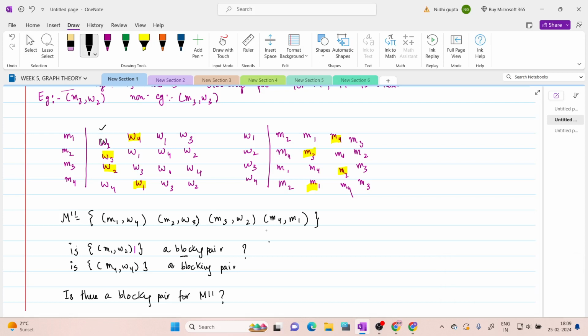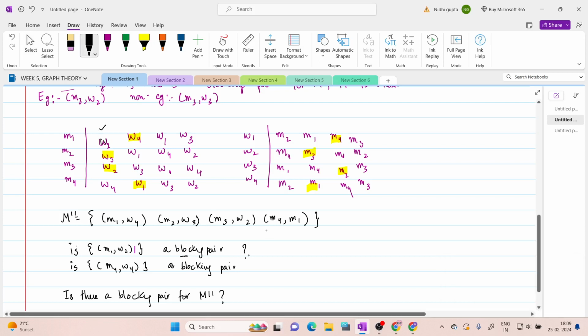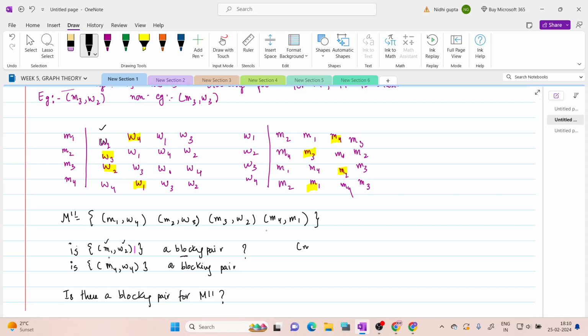For M1W2 to be a blocking pair, both M1 and W2 should be happy with this new choice. M1 will be happy with this new choice, but in W2's list, M1 is rated lower than M3. So W2 won't be happy with this new choice. Therefore, M1W2 is not a blocking pair.